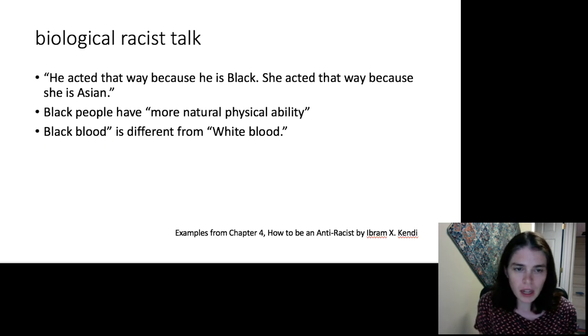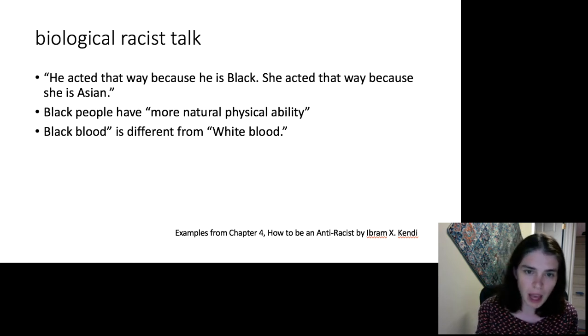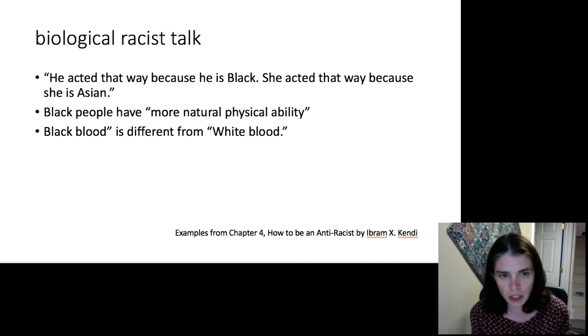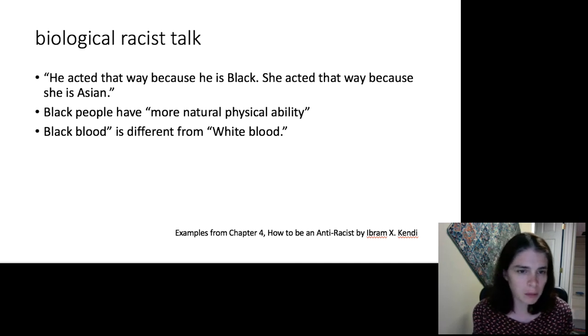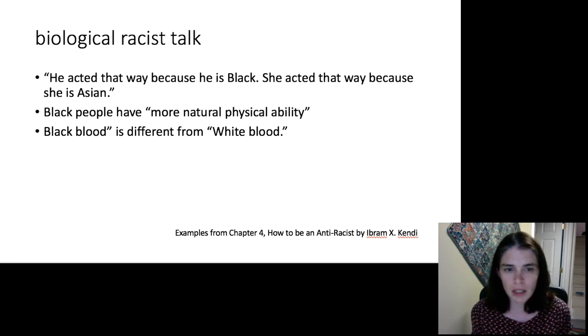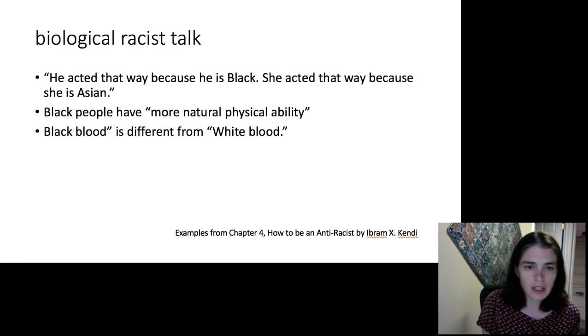In his book, Kendi actually talks about some of the racist talk that he hears in his life. Things like he acted that way because he's Black, she acted that way because she's Asian. Things like Black people have more natural physical ability, or that Black blood is different from white blood. I'm sure some of you have heard these kinds of statements.